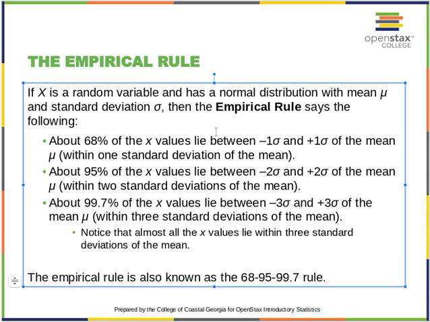68% of the data lies between -1 standard deviation and +1 standard deviation of the mean. 95% lies between -2 and 2. And almost all the data lies within 3 standard deviations of the mean. It's an important property of the standard normal, and we're going to use it all the time. It's a shorthand.